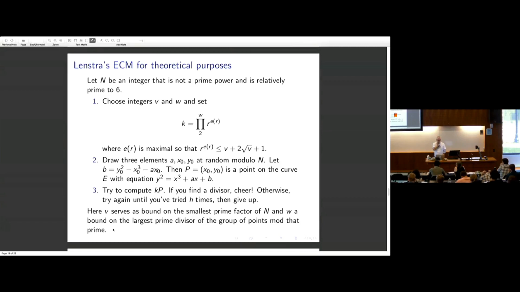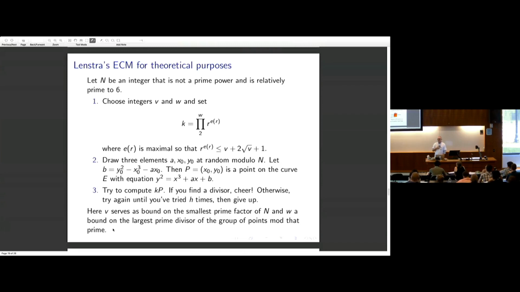Okay, so you start by choosing integers v and w. Okay, so what are v and w? So w is the bound on the prime divisors of the order of the group that you're willing to tolerate. It's the smoothness bound, if you like. And v is the kind of size of the prime that you might be willing to look for.